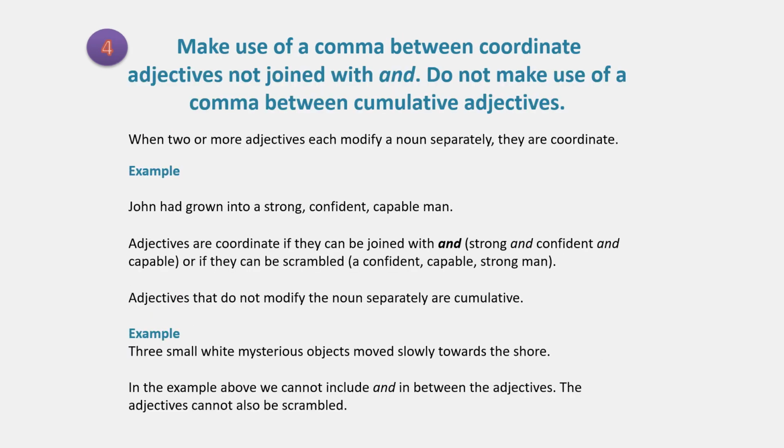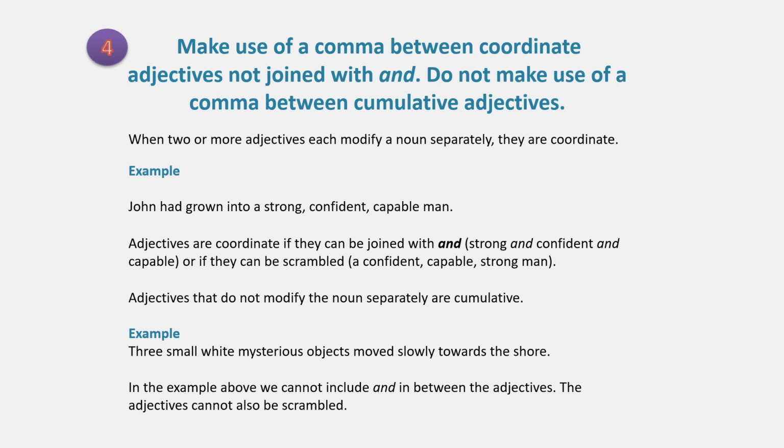Rule number 4. Make use of a comma between coordinate adjectives not joined with and. Do not make use of a comma between cumulative adjectives. So when 2 or more adjectives each modify a noun separately, they are coordinates. Let's look at an example.